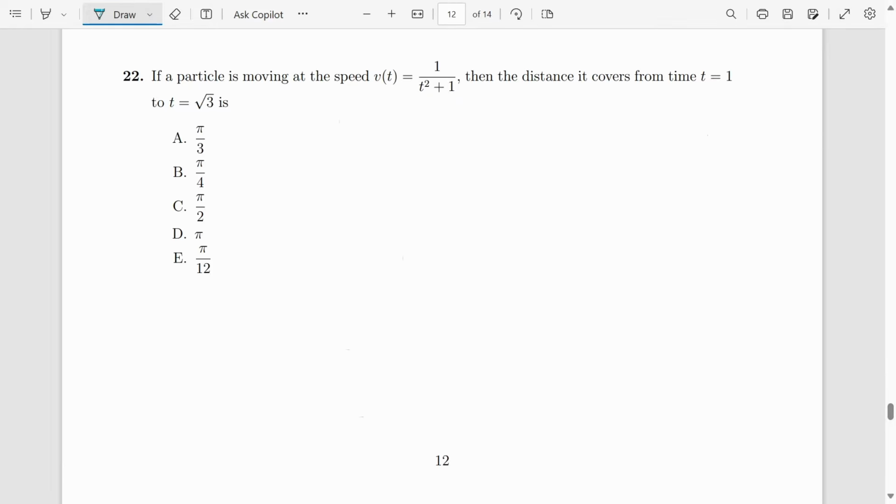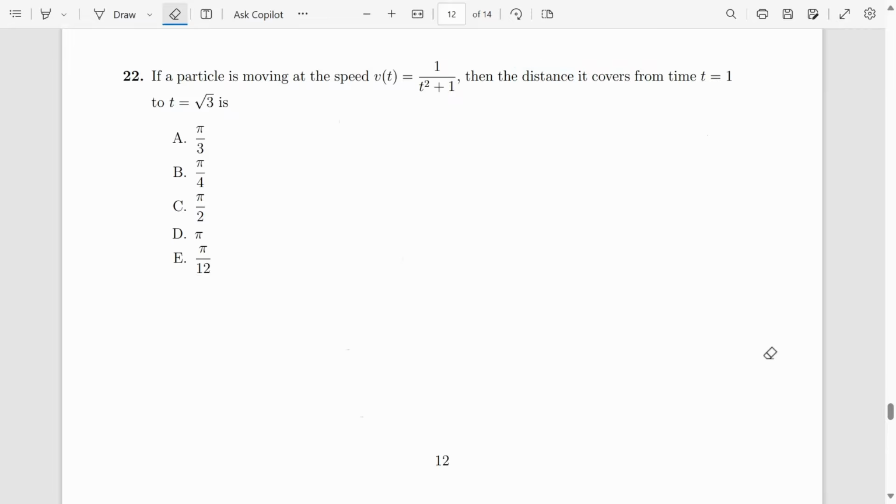Question 22. If a particle is moving at the speed v of t equals 1 over t squared plus 1, then the distance it covers from time t equals 1 to t equals 3 is what? So this is an integrals question, an antiderivatives question. We are given the velocity function, and we need to find its distance function. That's the opposite of what you're usually asked in this class, where you're given the distance function, and you're asked to find the velocity function.